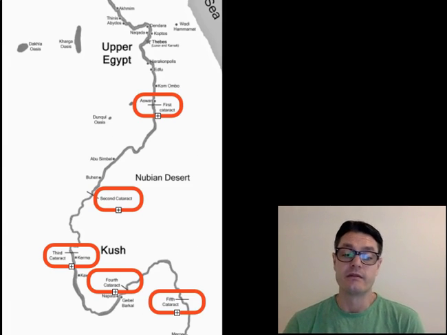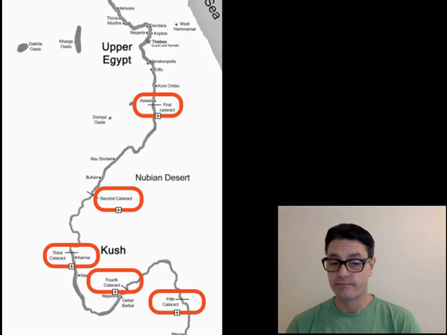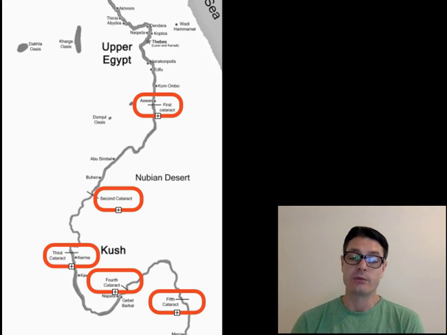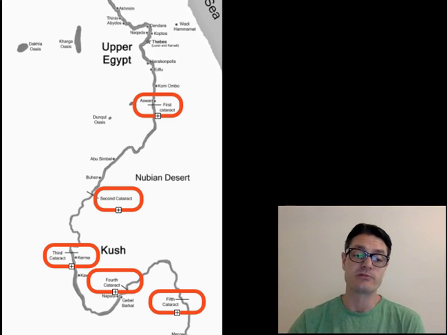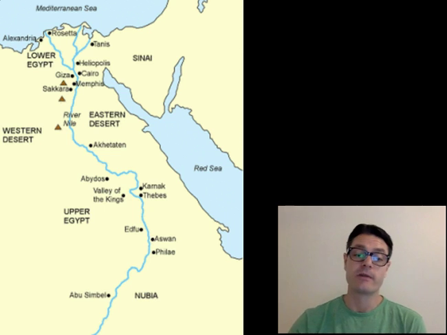And we can see here the first, second, third, fourth, and fifth, and further down is the sixth cataract. So they tend to be much further down the river, and we're really only thinking about that first cataract because it's the most important one for these Egyptians that we're studying in this time period.